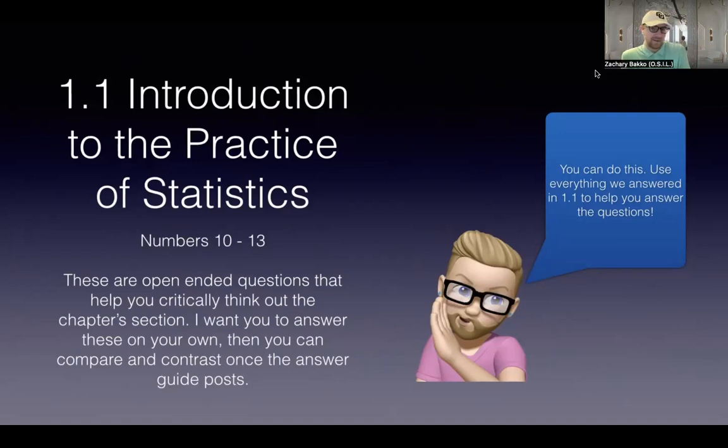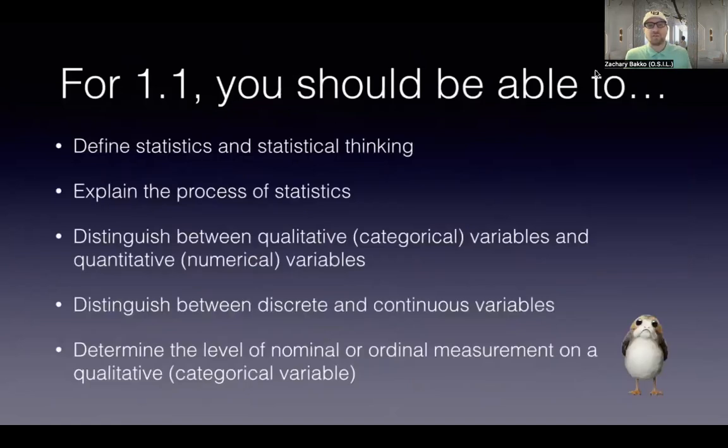So I also wrote this little blurb. You can do this. Use everything we answered in section 1.1 to help you answer the questions, okay? You just have to kind of critically think what 1.1 was saying to answer those questions. Okay, so for 1.1, you should be able to define statistics and statistical thinking, explain the process of statistics, distinguish between qualitative or categorical variables and quantitative numerical variables, distinguish between discrete and continuous variables, and determine the level of nominal or ordinal measurement on a qualitative categorical variable.